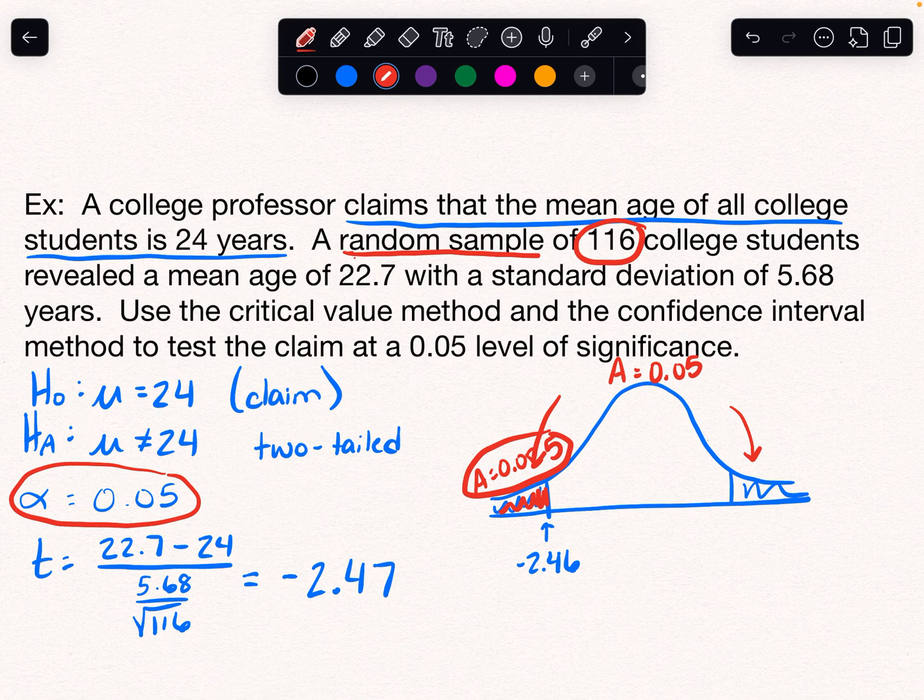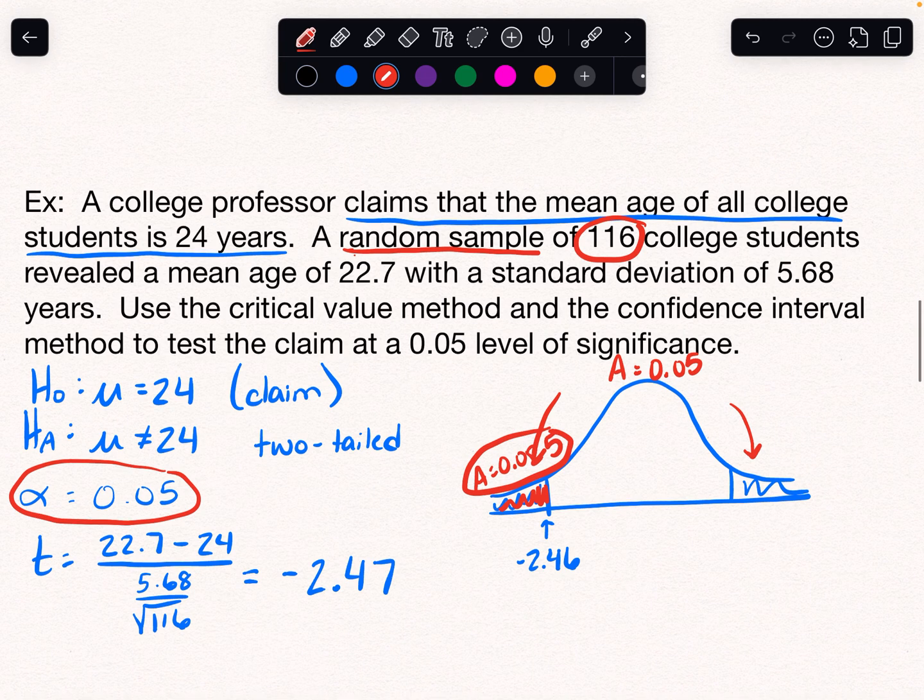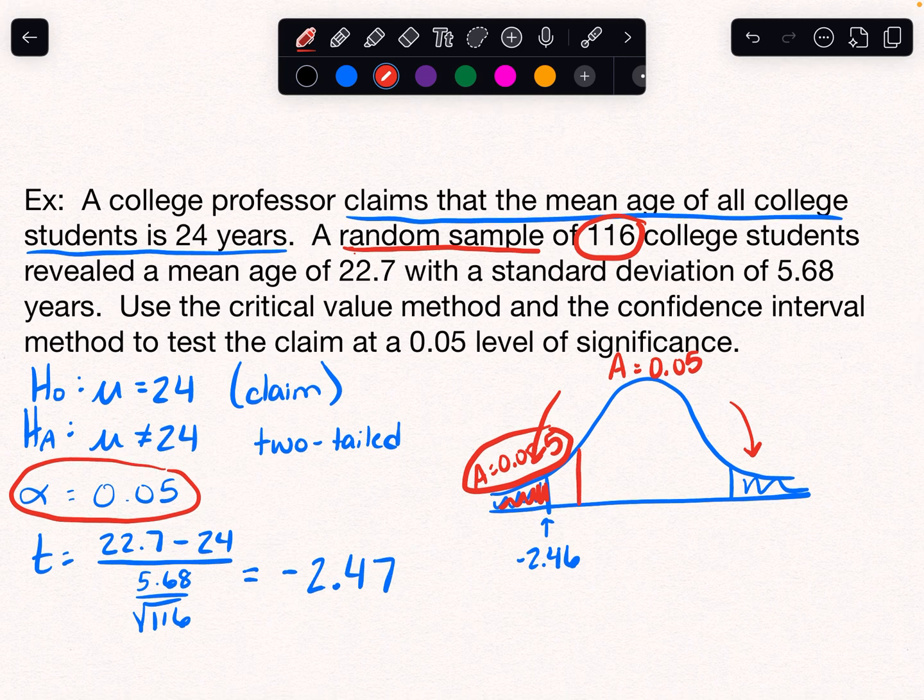Okay, so if I'm trying to find the critical value with that area, instead of doing inverse norm, which is what we're used to, we do inverse t instead, just because it's mean. So our area is 0.025 because that's the area to the left. Degree of freedom is always one less than the sample, so 115, and paste it. My calculator generated a value right there of negative 1.98.